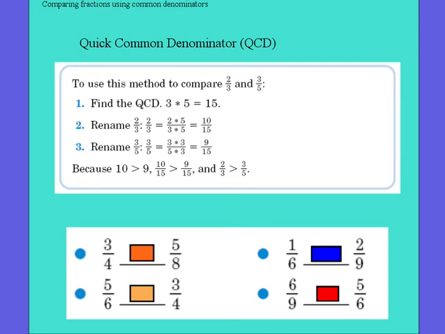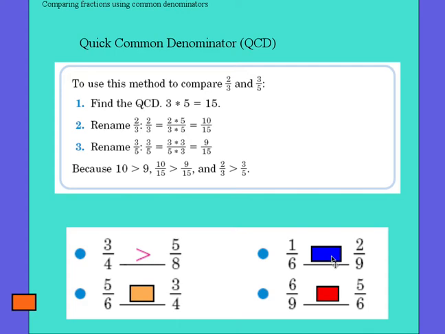You can go ahead and pause the video at this time as you work on the 4 bottom problems. Looking at 3/4 and 5/8, if you were to find a common denominator of 8, it would be 6/8. And 6/8 is greater than 5/8.